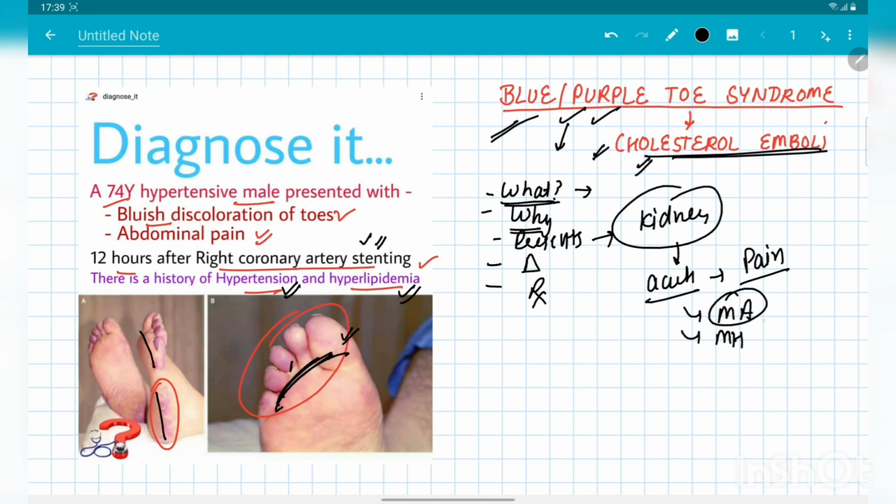And in the chronic cases, this microalbuminuria may be even nephrotic range proteinuria. And also in the chronic cases, the FSGS may also develop. This focal segmental glomerulosclerosis may also develop in the patient. So these are the kidney manifestations.